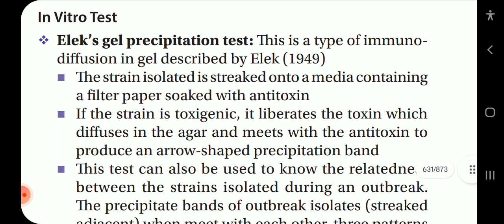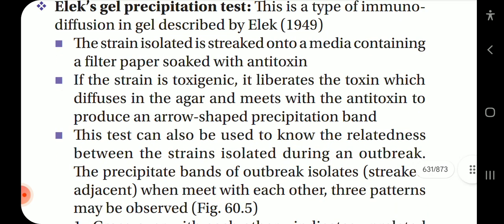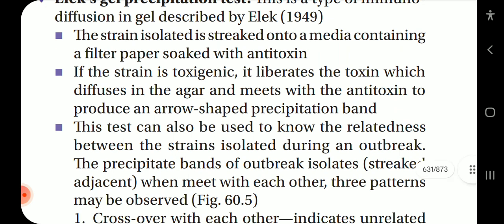In vitro test: Elek's gel precipitation test is a type of immunodiffusion in gel described by Elek. The strain isolated is streaked onto a media containing a filter paper soaked with antitoxin. If the strain is toxigenic, it liberates the toxin, which diffuses in the agar and meets with the antitoxin to produce an arrow-shaped precipitation band.